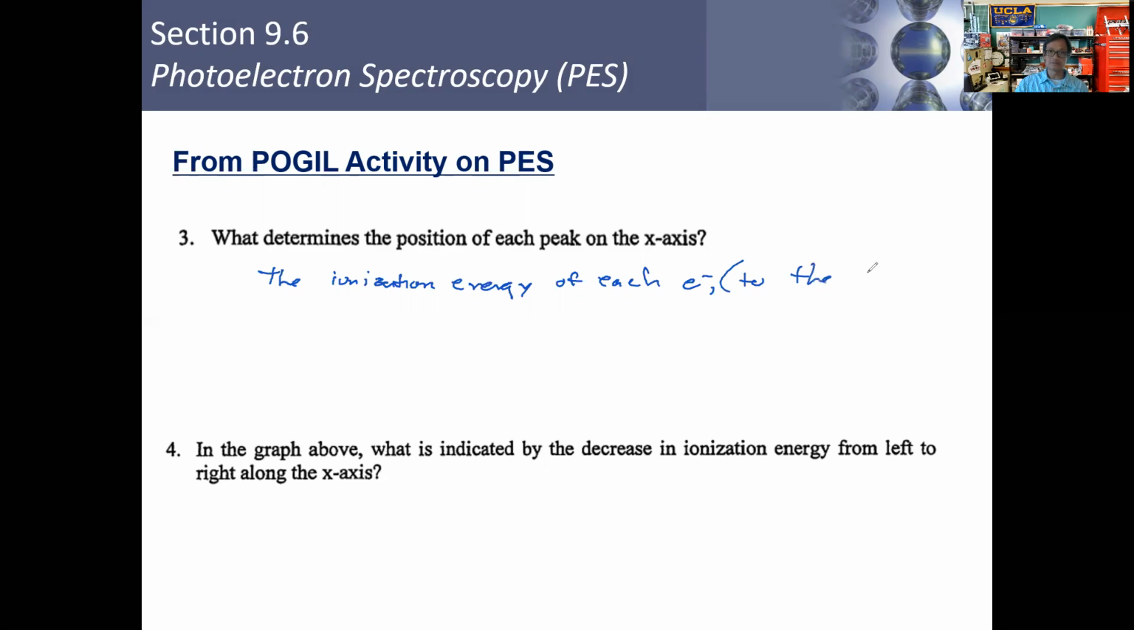The location of each electron. And that's what determines the position on the x-axis. Okay. All right, very good. Let's take a look at number 4 then.